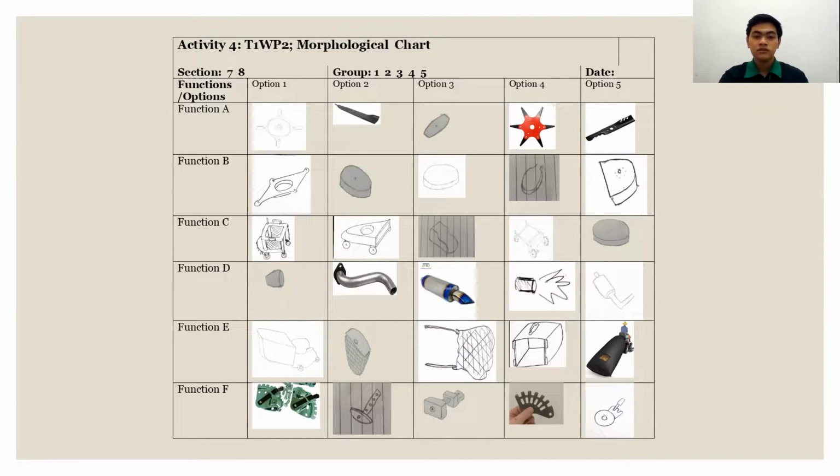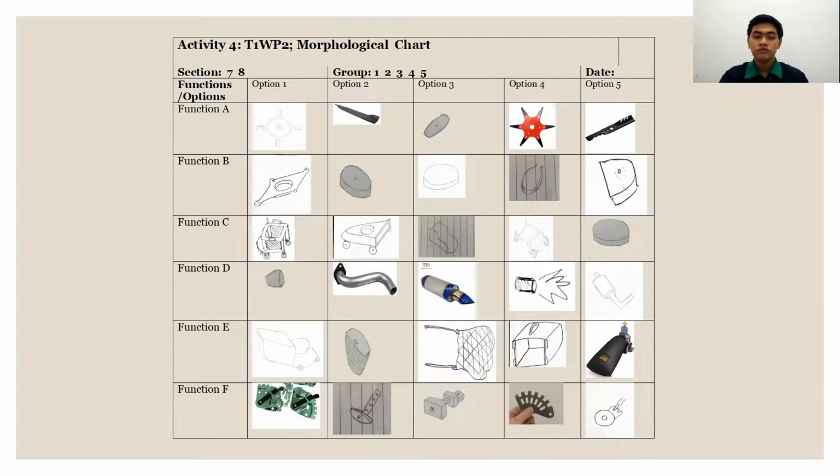For function C, which is the chassis part, all the designs have the same function, which is to build the body structure. Only the design is different from each other. For function D, which is the exhaust part, all the designs have the same function, which is to improve the engine performance. Only the design is different.